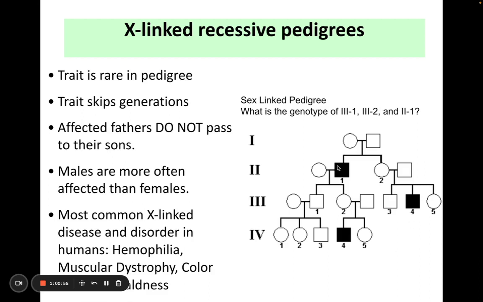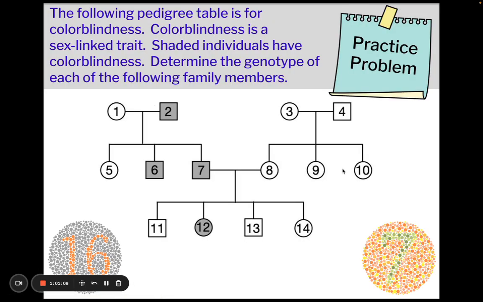Remember, if it's a square, it's a male. If it's a circle, it's a female. Okay, if they're joined like this in the middle, they're married. Okay, if they're joined from up top like this, they're siblings. If it's shaded in, they have that trait.